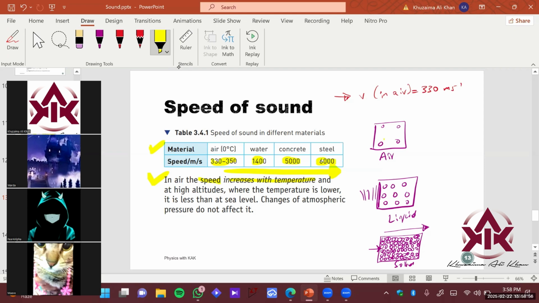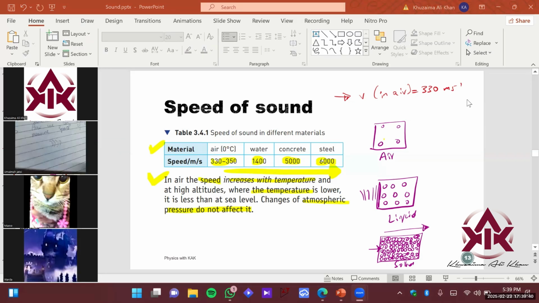So the atmospheric pressure does not have any effect on the speed of sound. However, only temperature does, right? So when the temperature is lower, the speed of sound also becomes slower, right? Any idea which you think can be used to find the speed of sound in air?